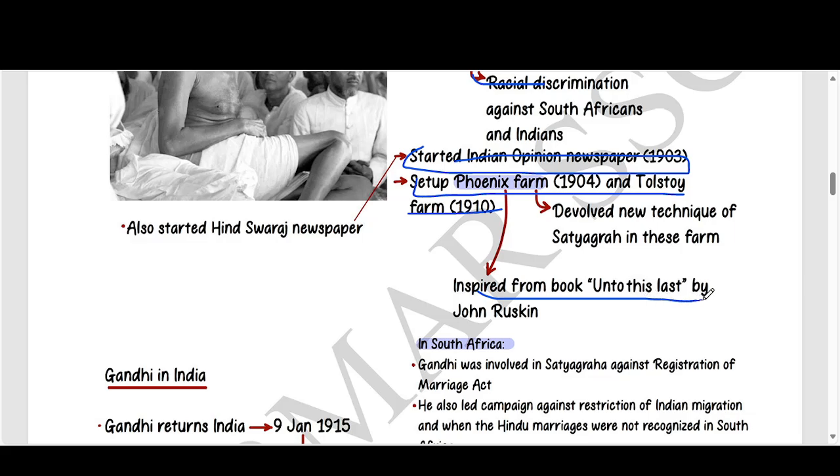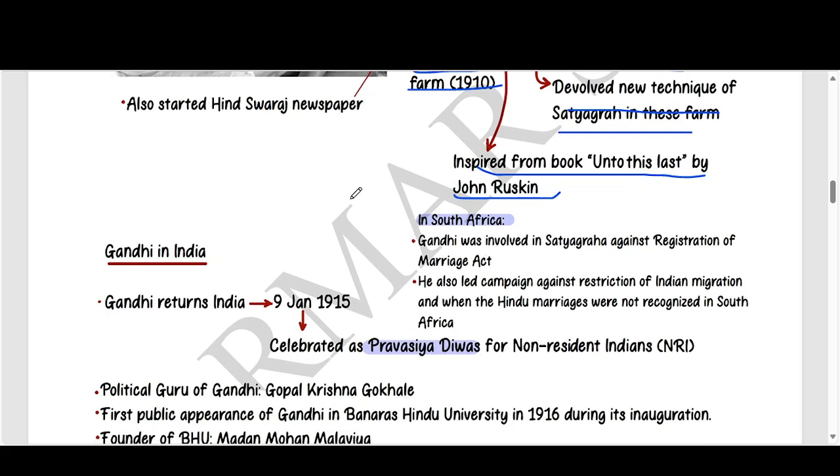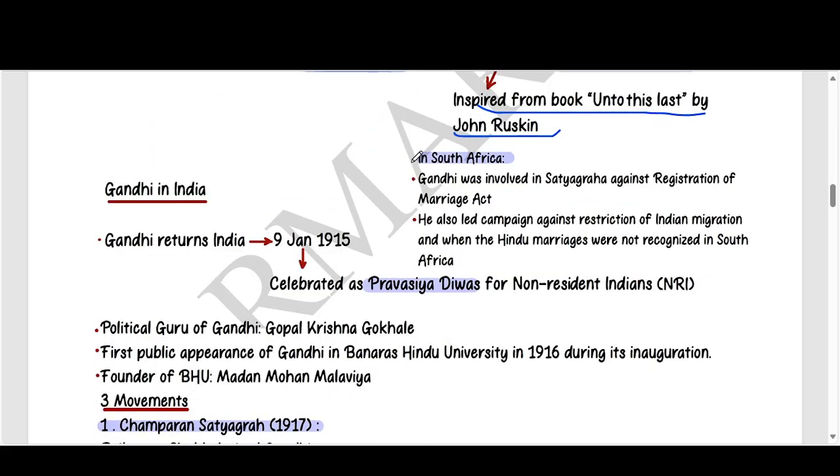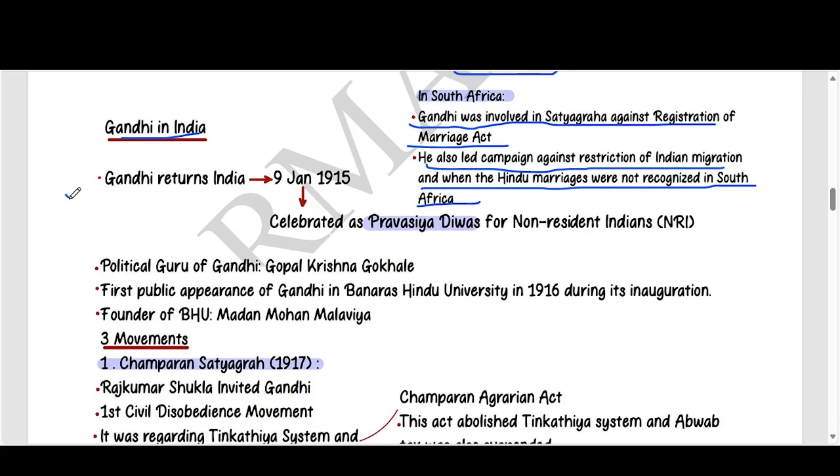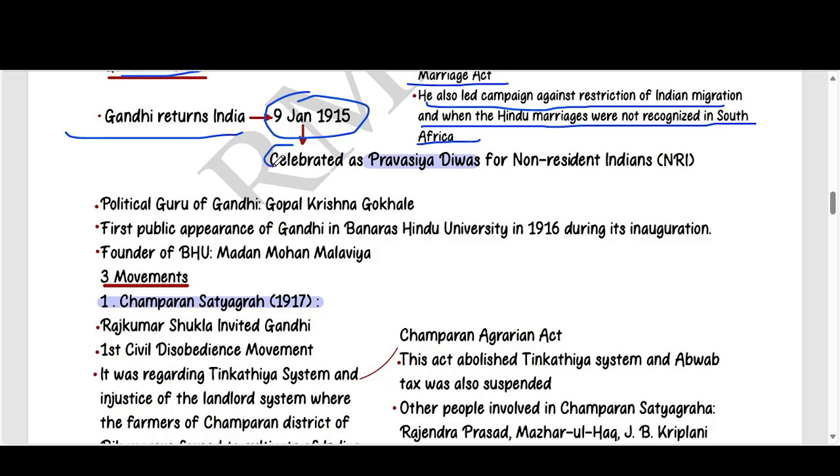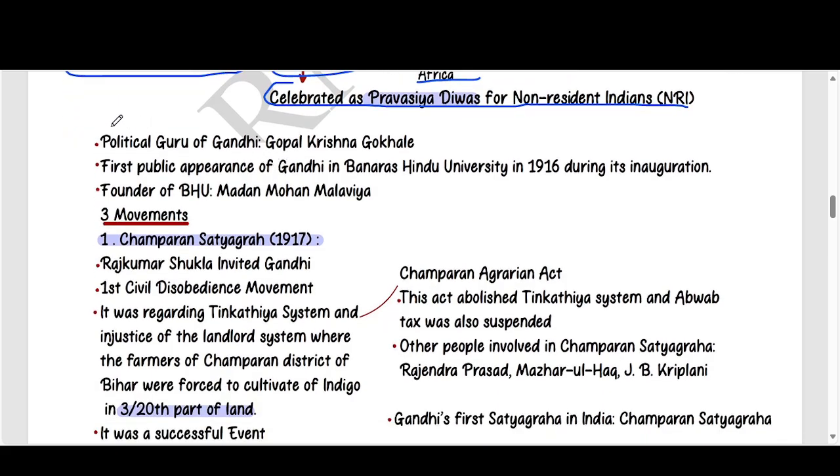Inspired by the book Unto This Last by John Ruskin, he developed the new technique of satyagraha. He also started the Hind Swaraj. In South Africa, Gandhi opposed the restriction of the marriage act. He also led a campaign against restriction of Indian migration, when Hindu marriages were not recognized in South Africa. Gandhi returned to India on 9 January 1915, celebrated as Pravasi Bharatiya Divas, NRI Day.